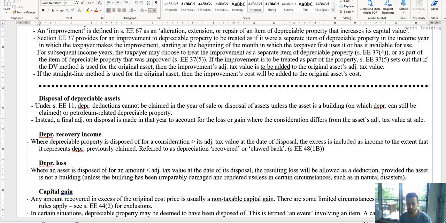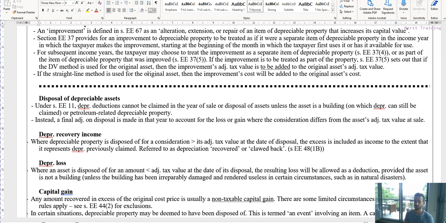Now, because the depreciation that you've claimed of $100 is greater than the gain you've made on disposal of the depreciable asset of $50, that difference can be included in your assessable income, but only up to the amount of depreciation that you've previously claimed. In this case the limit would be $100, but they're only including $50 in the taxable income, which is the difference between the $150 sale price and the written down value. So they would include that $50 in their income, and it would be called depreciation recovered or clawed back income per section EE 48.